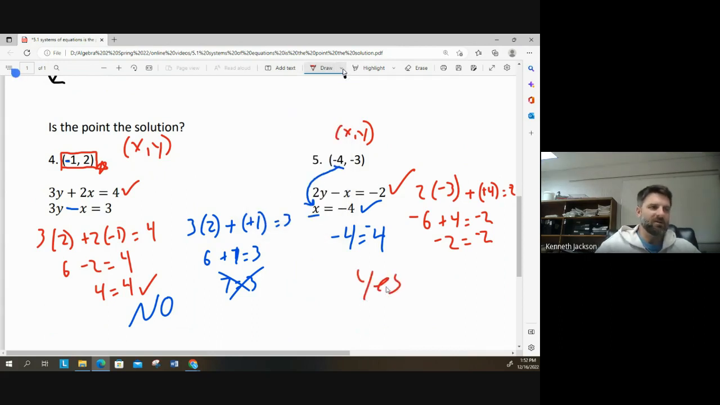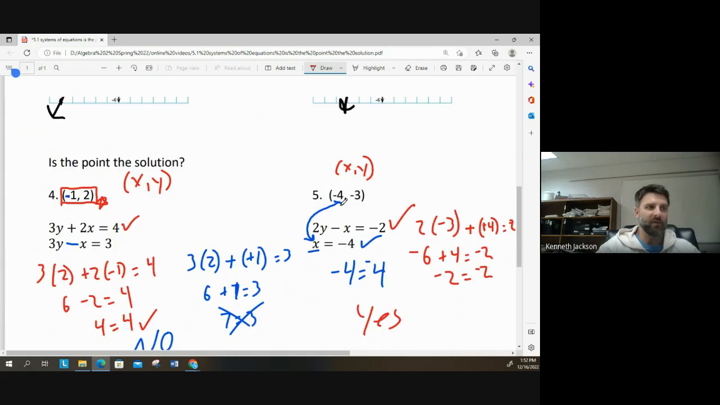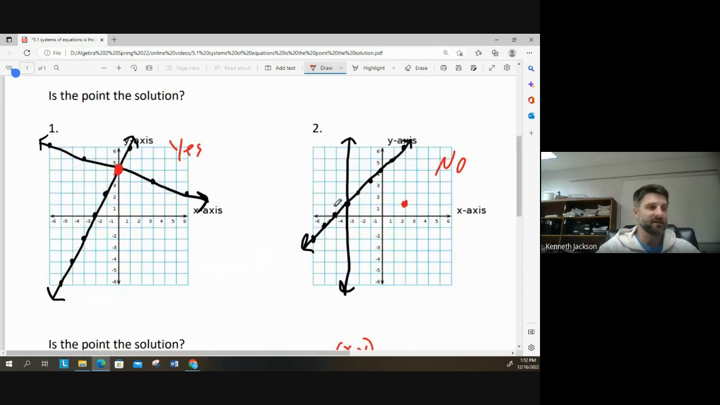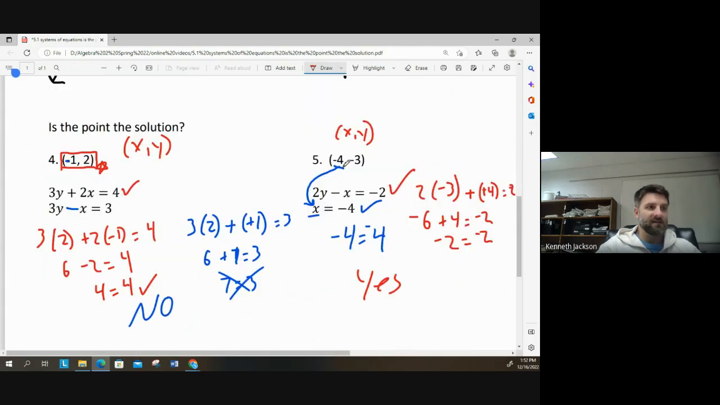That is the solution. And again, to bring it back to the picture here, because those are easier to understand, this is the point where they cross. This is not the point where they cross. This ordered pair, (-4, -3), is where these two lines would cross. And we could graph it, or we could check algebraically.